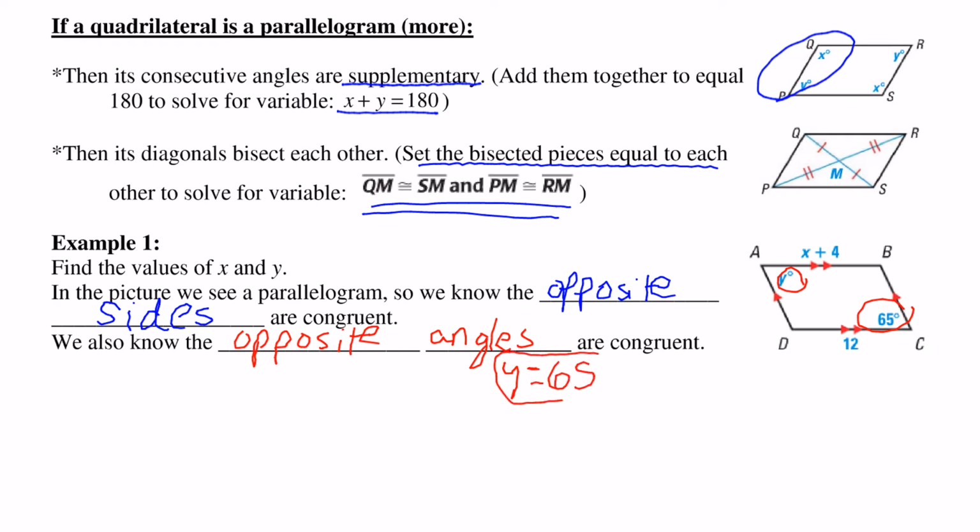For the sides, sorry, not the angles, if our opposite sides are congruent, then we can set our opposite sides equal to each other. So X plus 4 is equal to 12. So we can subtract 4 from both sides. So we get X equals 8.